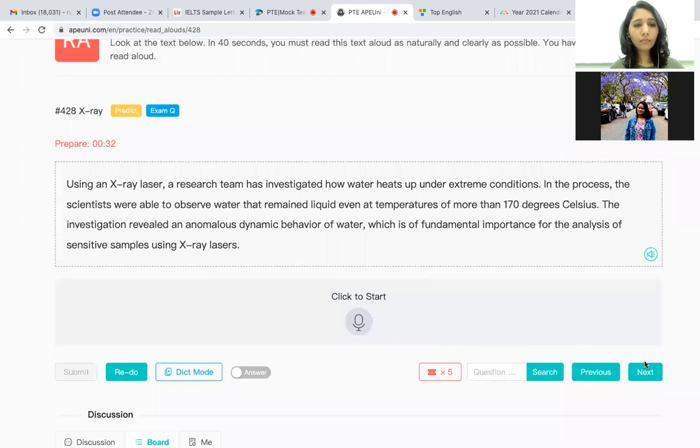Using an X-ray laser, a research team has investigated how water heats up under extreme conditions. In the process, the scientists were able to observe water that remained liquid even at temperatures of more than 170 degrees Celsius. The investigation revealed an enormous dynamic behavior of water, which is of fundamental importance for the analysis of sensitive samples using X-ray laser.